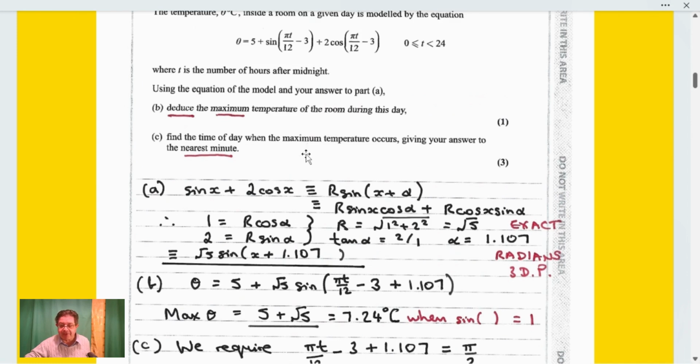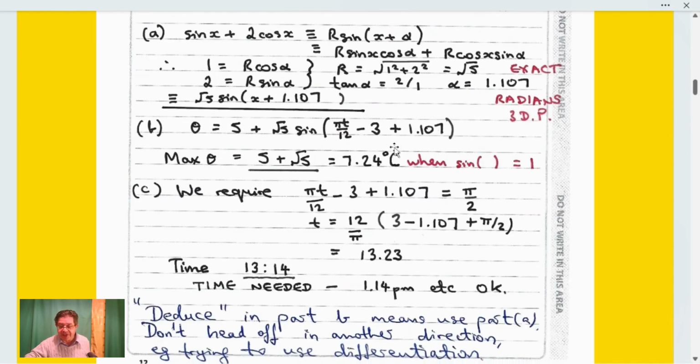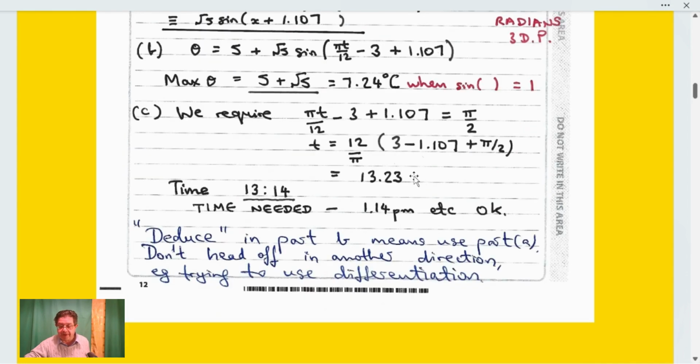We're now asked to find the time of the day when this maximum temperature occurs, giving the answer to the nearest minute. So we just said that the value inside the brackets must equal pi over 2. So we set it as pi over 2 and rearrange and get 13.23 hours. So we want the time. It's the time after midnight. So it's 13 hours. 0.23 of an hour is 14 minutes to the nearest minute. So it's 13:14 in the 24-hour clock, or 1.14 p.m. would be okay as well.